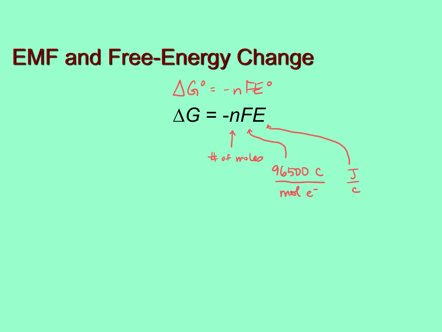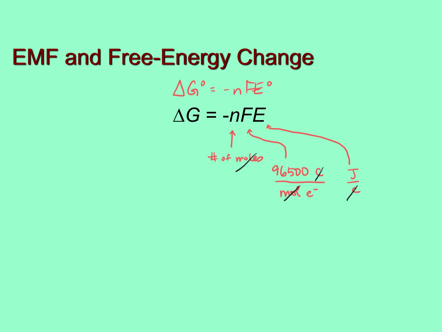Now, when you use this equation, you're going to see that the moles cancel and the coulomb cancel. Therefore, the units of delta G will be in joules. And it's commonly recorded in kilojoules, but if the question just asks you for the value of delta G, and it doesn't specify a unit, you can use either joules or kilojoules, whichever one is more convenient for you.